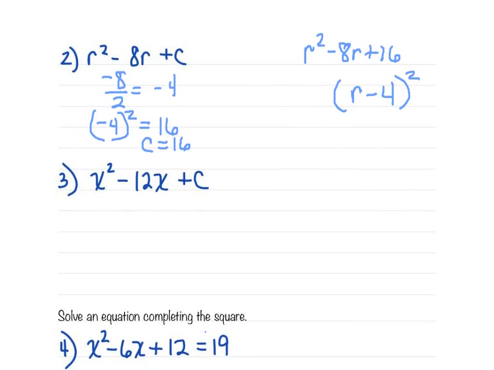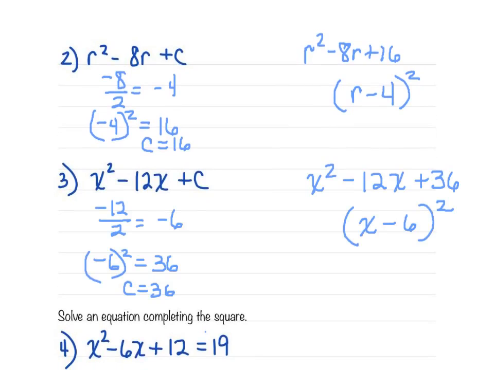Okay, number 3, write it down and pause the video and try it on your own. Okay, there are your steps. Check your work. C equals 36. And then in order to factor that perfect square trinomial, you would have x minus 6 squared.